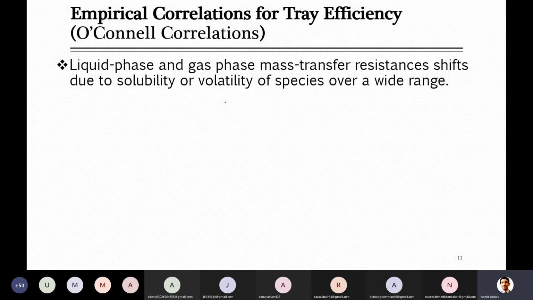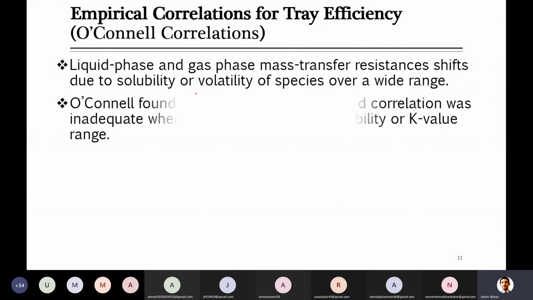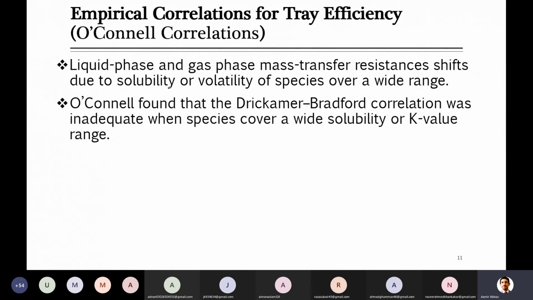For example, if you are bringing a number of components inside the system which you want to remove, then the mass transfer resistances are definitely different for those components, as well as, for example, volatility. If you are stripping some of the components which were already absorbed inside the liquid, that is also different. Or if it extends over a wide range, the values are not close to each other.